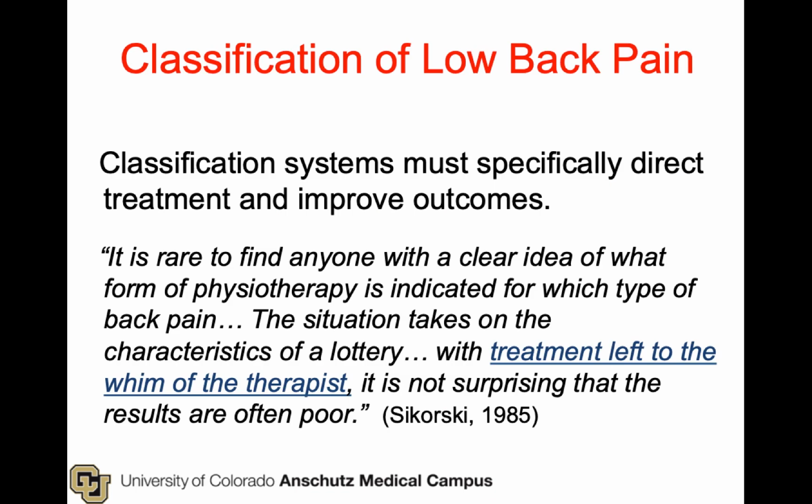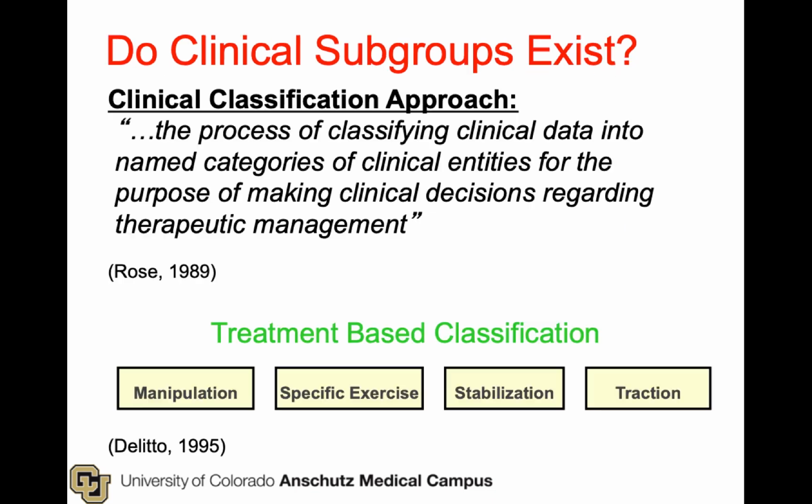the intervention. So in classifying individuals for low back pain, we really want to come up with specific criteria of individuals that will benefit from a specific treatment. Sikorsky had this quote in 1985: "It's rare to find anyone with a clear idea of what form of physical therapy is indicated for which type of back pain. The situation takes on the characteristics of a lottery. With the treatment left to the whim of the therapist, it's not surprising that the results are often poor."